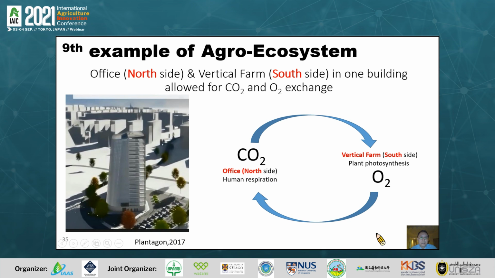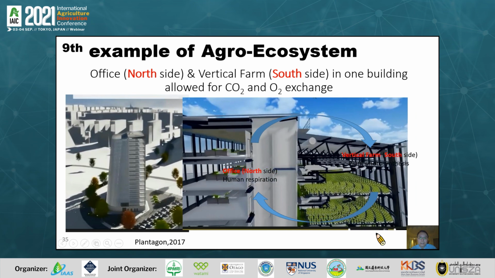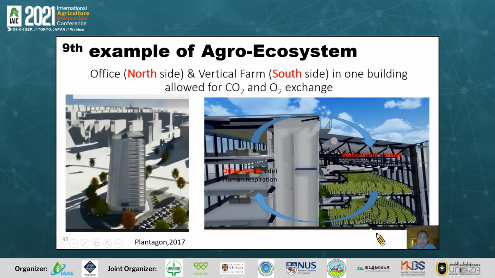And this is another example. It's a building where the north side is the office, and the south side is the vertical farm in one building, and they can exchange the air. So the CO2 produced by the people in the office will be the fertilizer of the plants, and the plants produce oxygen which can be sent to the office.